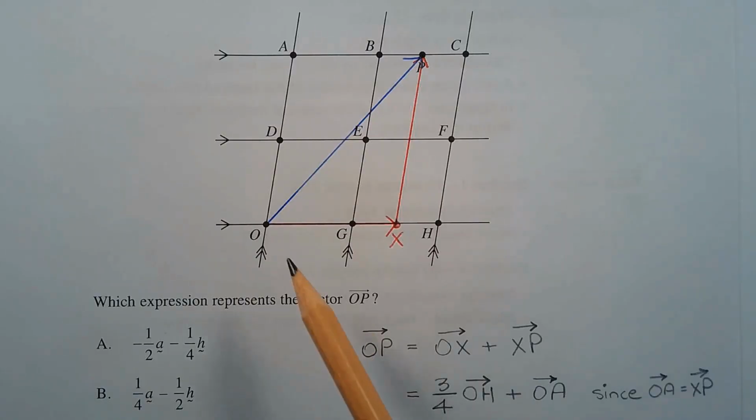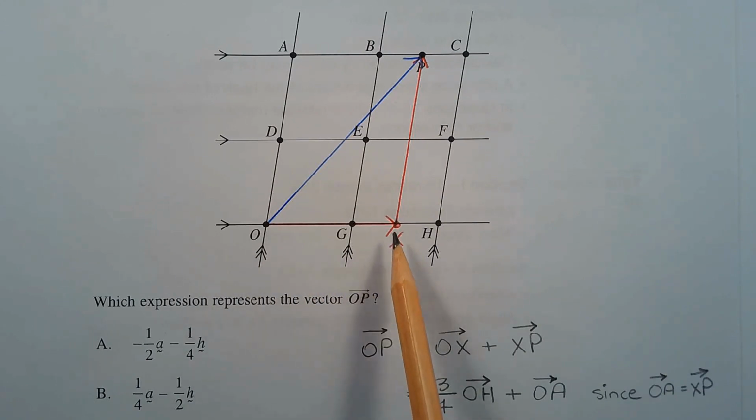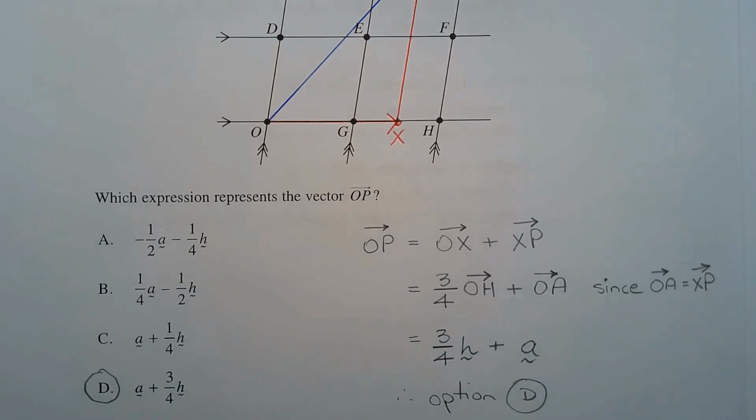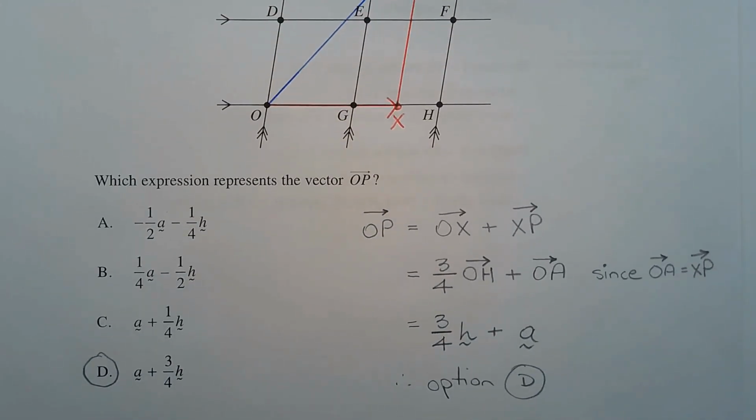Diagrammatically, it can be shown that vector OP is equal to vector OX plus vector XP, where X is a point halfway between point G and point H. Algebraically, vector OP is equal to vector OX plus vector XP, which equals 3/4 of vector OH plus vector OA, since vector OA is equal to vector XP. Using the lowercase vector notation, that equals 3/4 of vector H plus vector A. Therefore, the answer is option D.